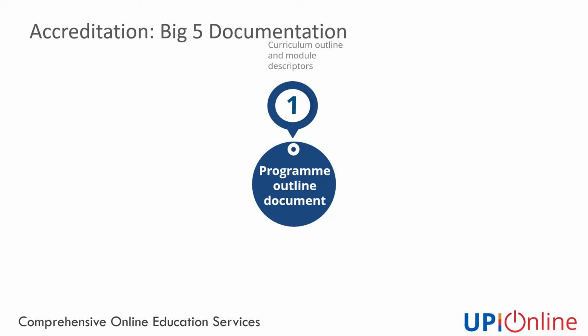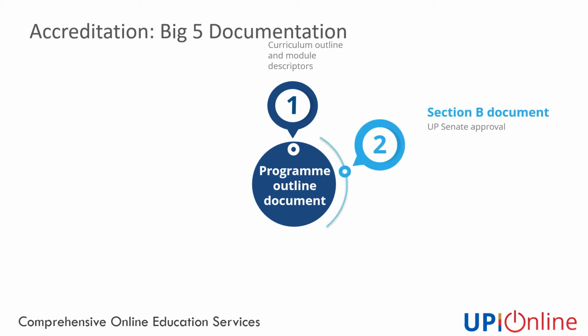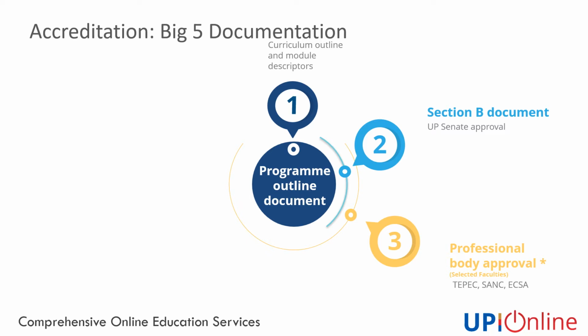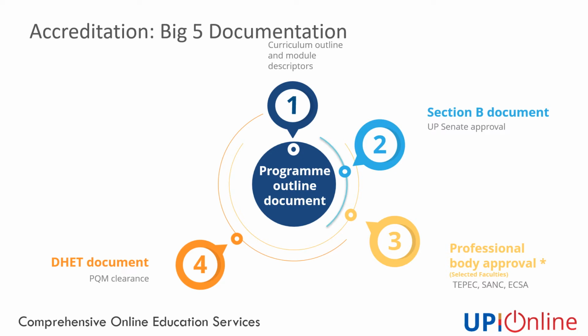Thereafter, we move on to the Section B document, which is required for Senate approval. Programs which have a governing body or professional body may need to complete an additional document, such as the TPEC, SANC, or EXA documents. Next, the Department of Higher Education and Training document must be completed in order to obtain provisional program qualification mix clearance.